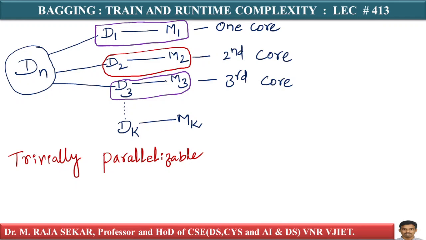Once I generate these data sets, which is again very easy to do, D1, D2, D3, so on Dk, I can trivially parallelize because I can train each of these models independently. These models can be trained in one core, this is another core, like this.